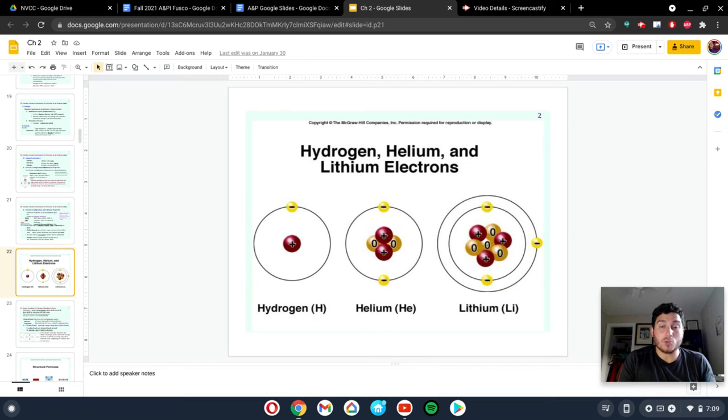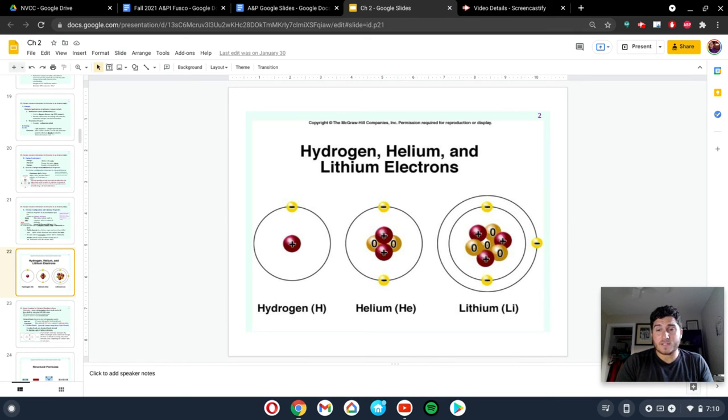This is where you'll start to truly understand this. Lithium has one. Why one valence electron? There's three electrons here. It's because there's two shells, the inner one and the outermost shell. That's all I care about for valence. It has one valence electron. So with that said, these elements will behave differently.